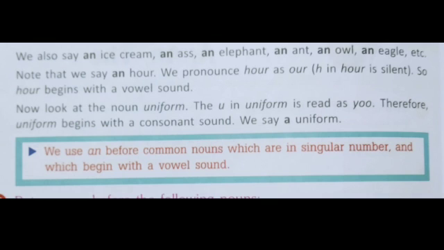For example, uniform. The U in uniform is read as 'yu'. Therefore, uniform begins with a consonant sound and we say a uniform. We don't say an uniform, because the pronunciation is 'yuniform'.